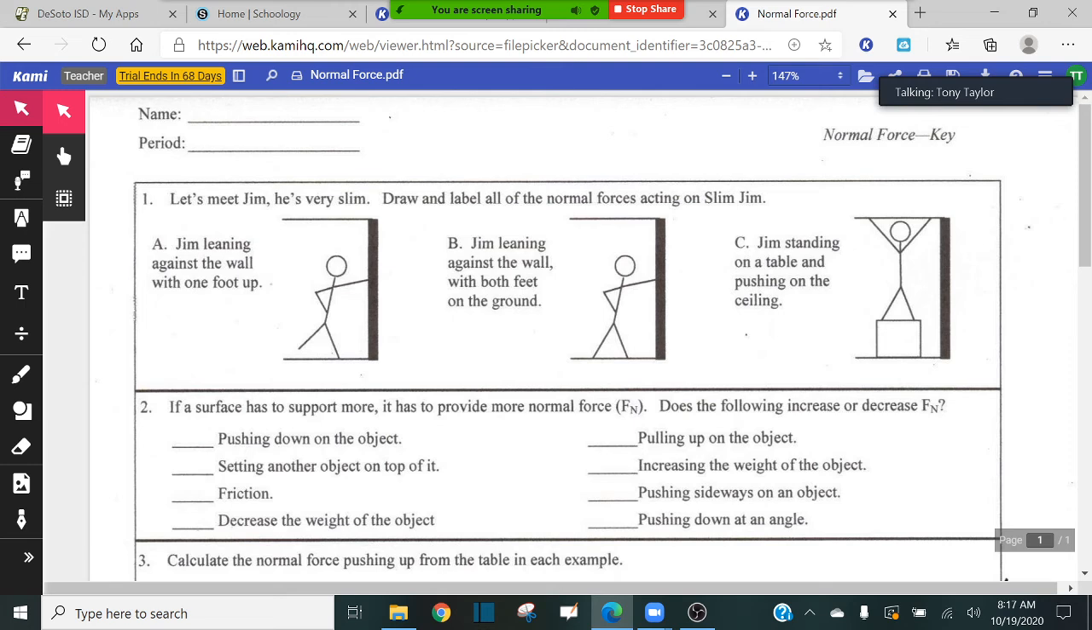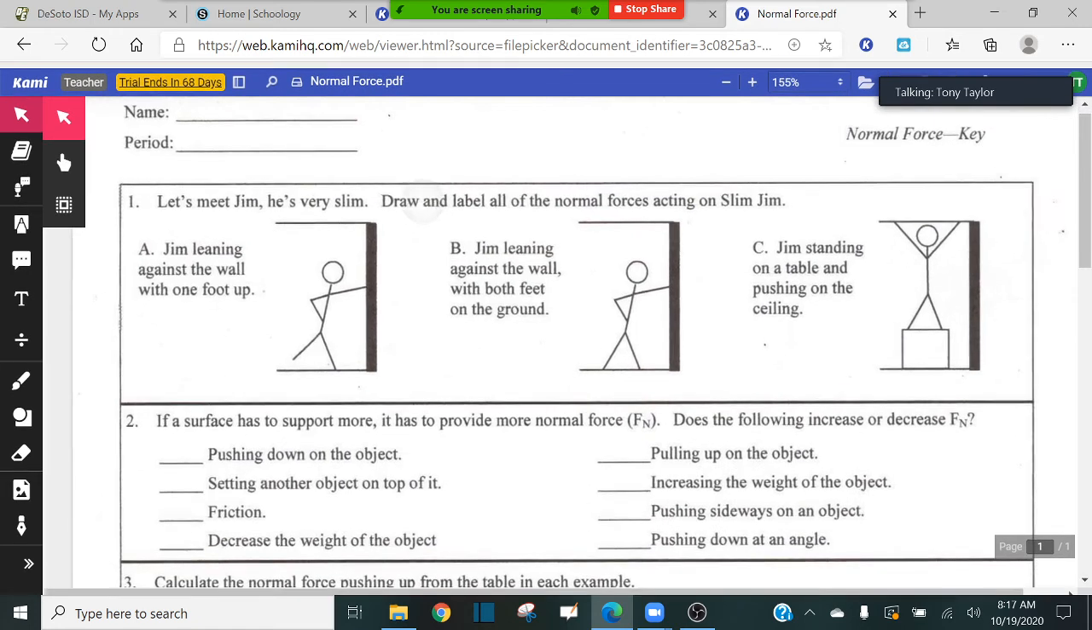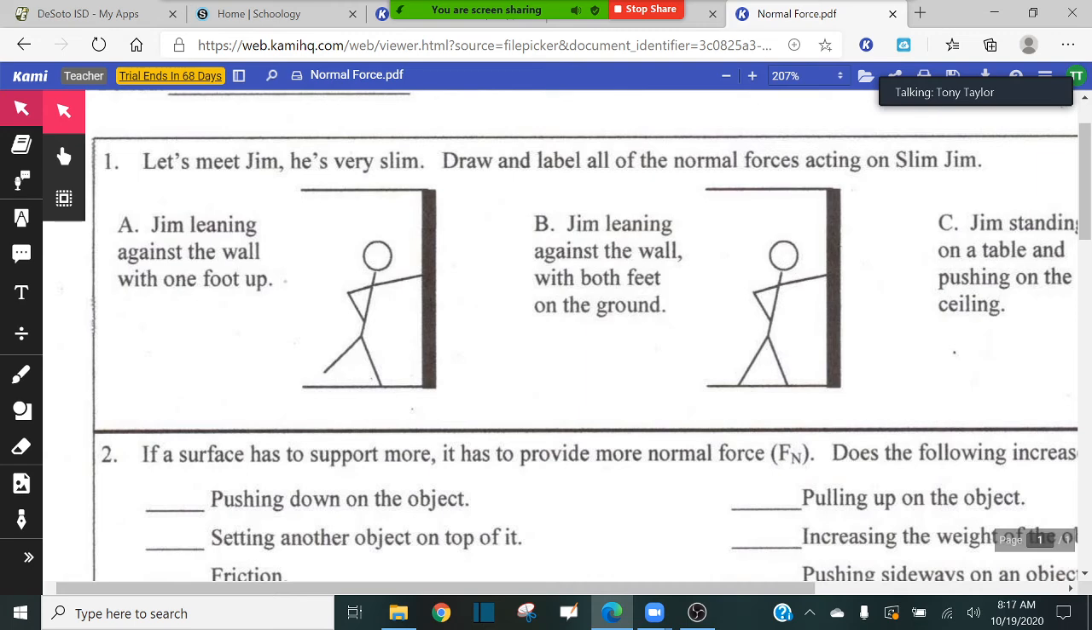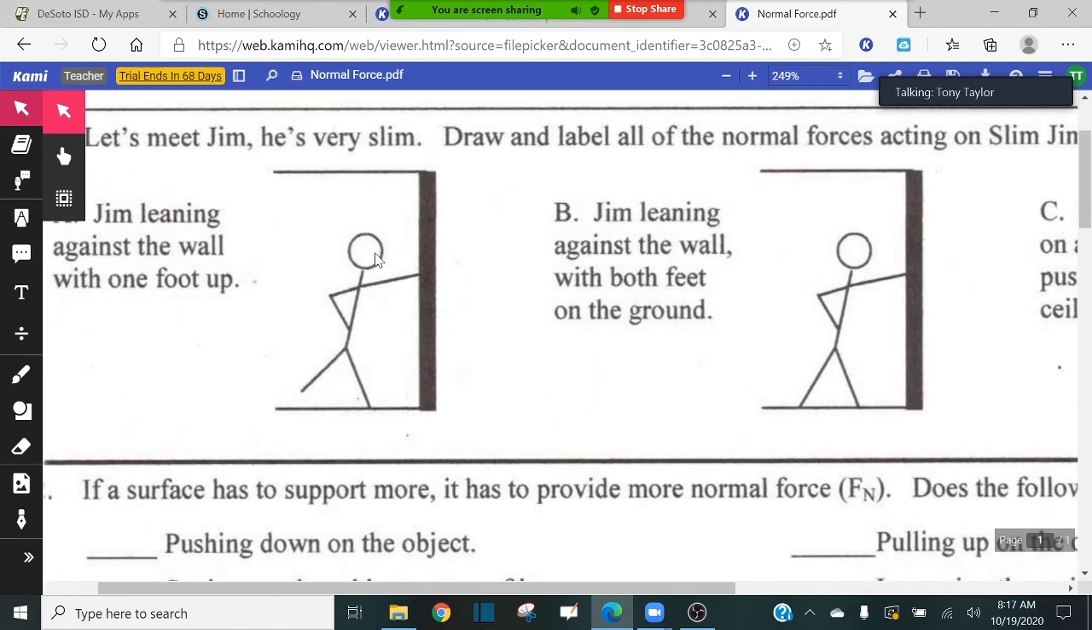So, for example, look at situation A here. It says Jim is leaning against the wall with 1 foot. Draw and label all the normal forces acting on Slim Jim. So, guys, if we want to know the forces acting on Jim, what are all the normal forces acting on Jim right now? In order to know this, you want to look at the surfaces of contact. There's two surfaces of contact here. Notice Jim is in contact with the floor, and he's also in contact with the wall. So that means there must be two normal forces acting on Jim.